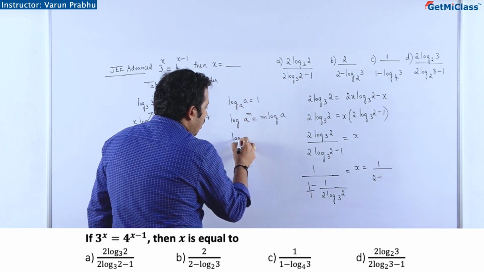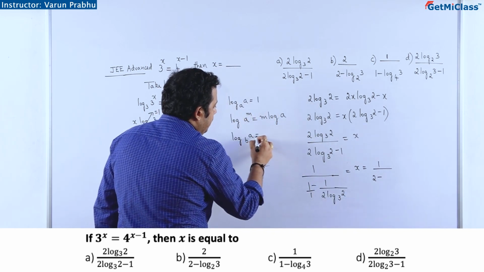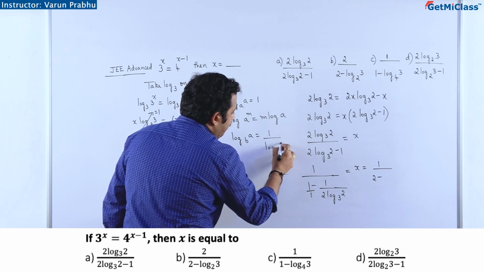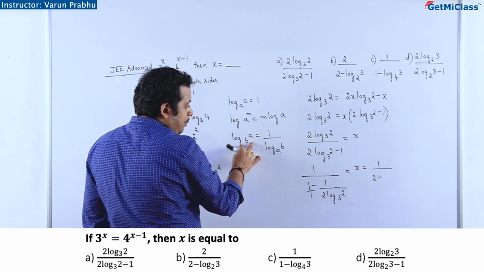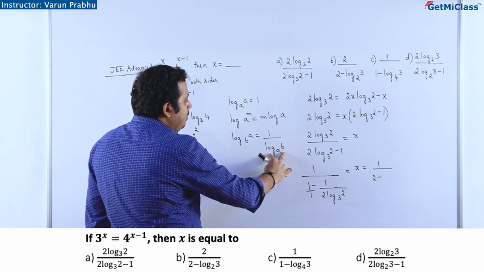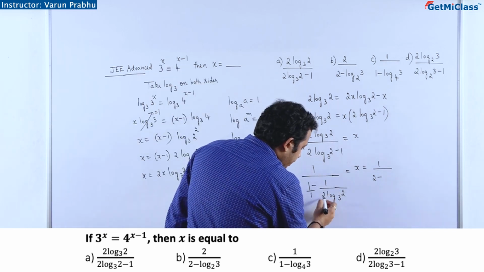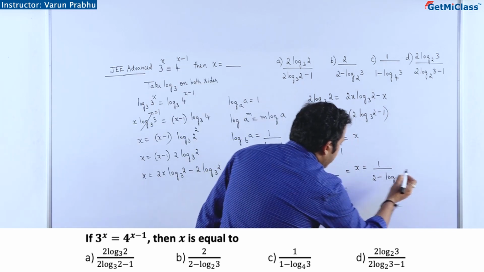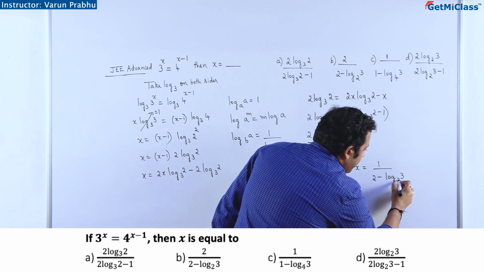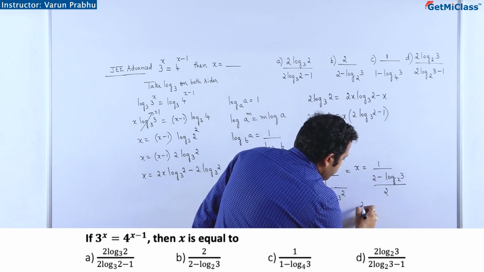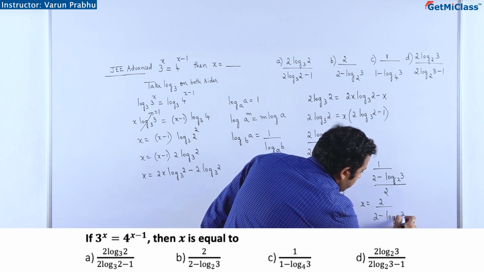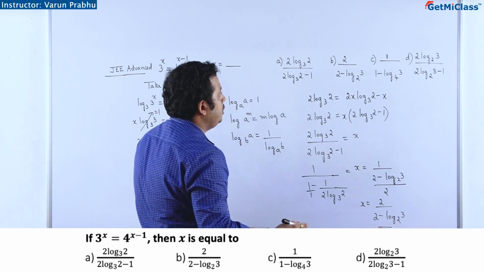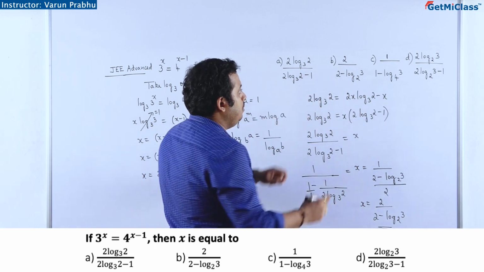Look here. Log a base b can be written as 1 divided by log of b base a. Correct or not? When you take the reciprocal, change of base rule you apply, take the reciprocal, number and the base will interchange. So I can write, after taking the LCM here with the 2, I can say 2 log 3 base 2 whole divided by 2. So your answer to the question will be 2 divided by 2 minus log 3 base 2, which corresponds to the option number B.